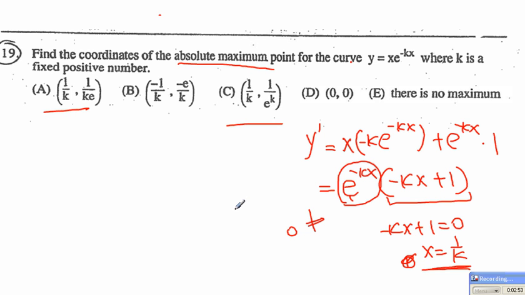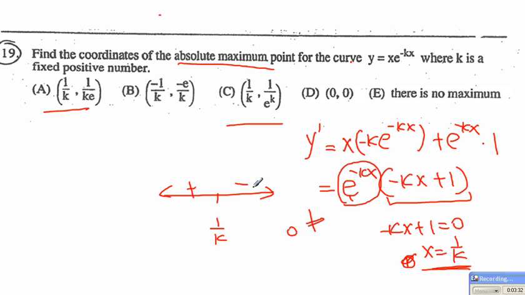Now when x equals 1 over k, let's see if that will be the absolute maximum. You will realize that because e to the negative kx will always be positive, when the values are less than 1 over k, this becomes smaller than 1, therefore it becomes positive. And when the value is greater than 1 over k, this becomes greater than 1, hence becomes negative. Therefore, no wonder it becomes the maximum right here.